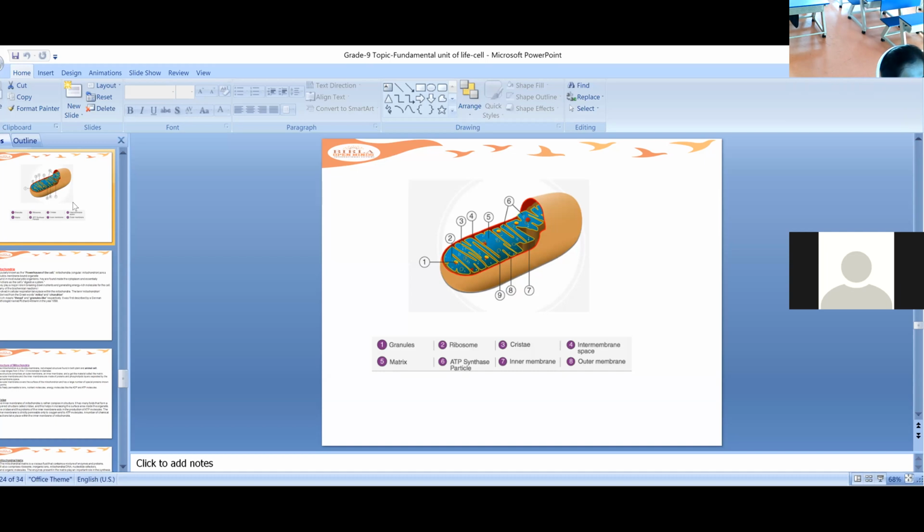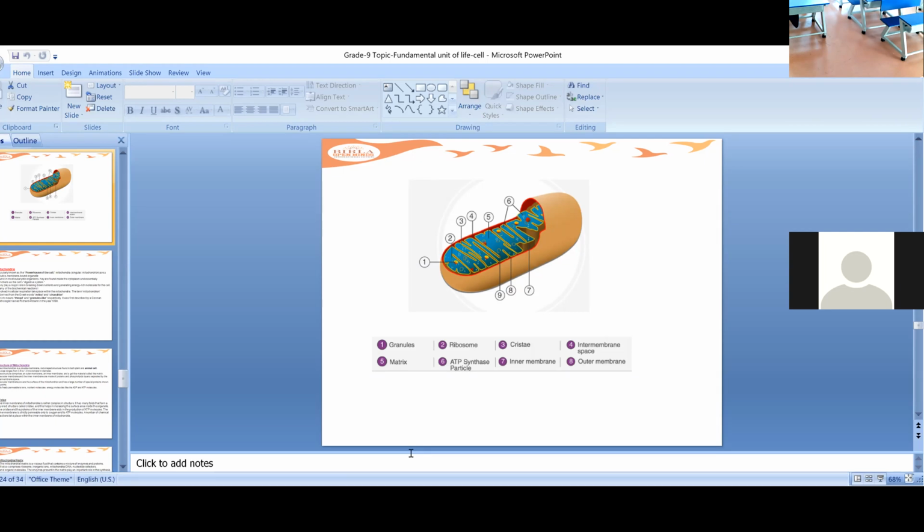Power in the sense it needs energy, not the current supply. It needs energy to carry out different functions which are being utilized by the cell. So this cristae increases the surface area.